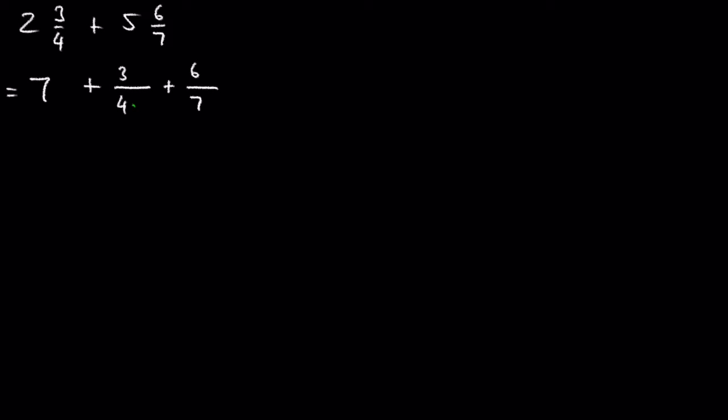So 4 times 7 is 28, and 7 times 4 is also 28. Make sure you multiply the numerators by the correct number too. So 3 times 7 is 21. And 6 times 4 is 24.